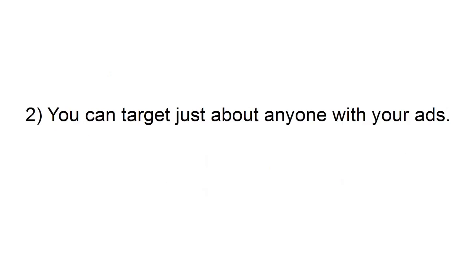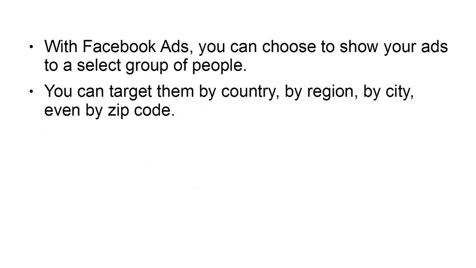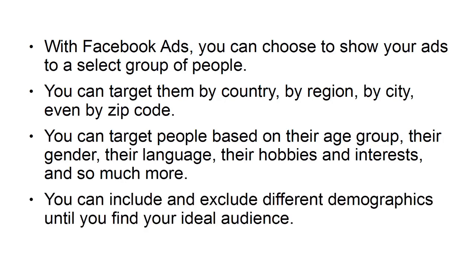2. You can target just about anyone with your ads. With Facebook ads, you can choose to show your ads to a select group of people. You can target them by country, by region, by city, even by zip code. You can target people based on their age group, their gender, their language, their hobbies and interests, and so much more. You can include and exclude different demographics until you find your ideal audience.